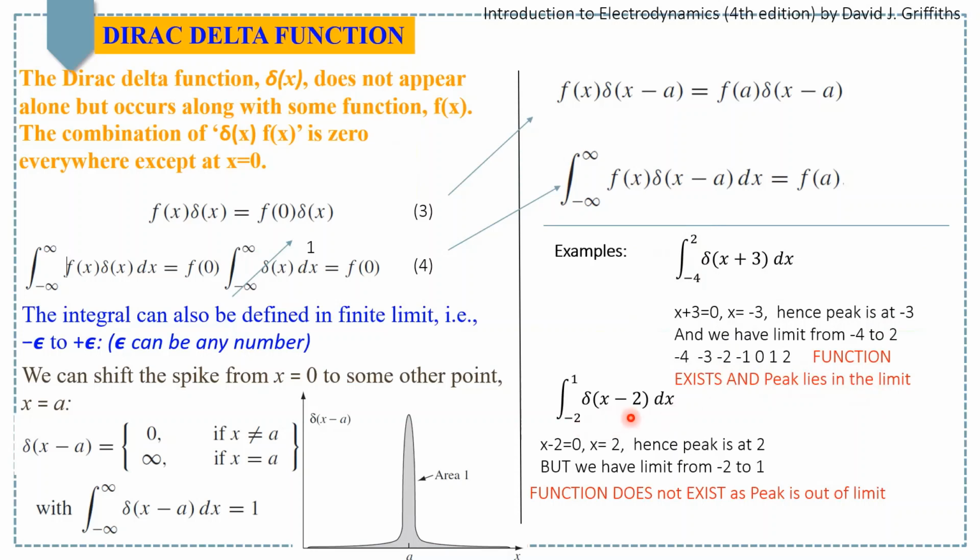Let's have a look at this example where x minus 2 is equal to 0 and we get x equal to 2. If you look at the limit of this integration, that is from minus 2 up to 1. So it means that 2 doesn't lie in the limit. Hence, we can say about this function that it doesn't exist and the peak is out of the limit.